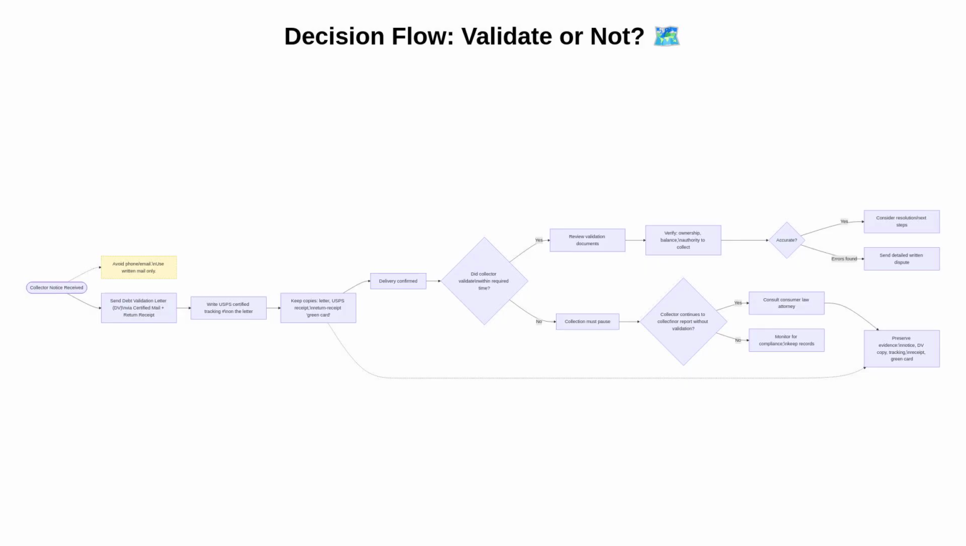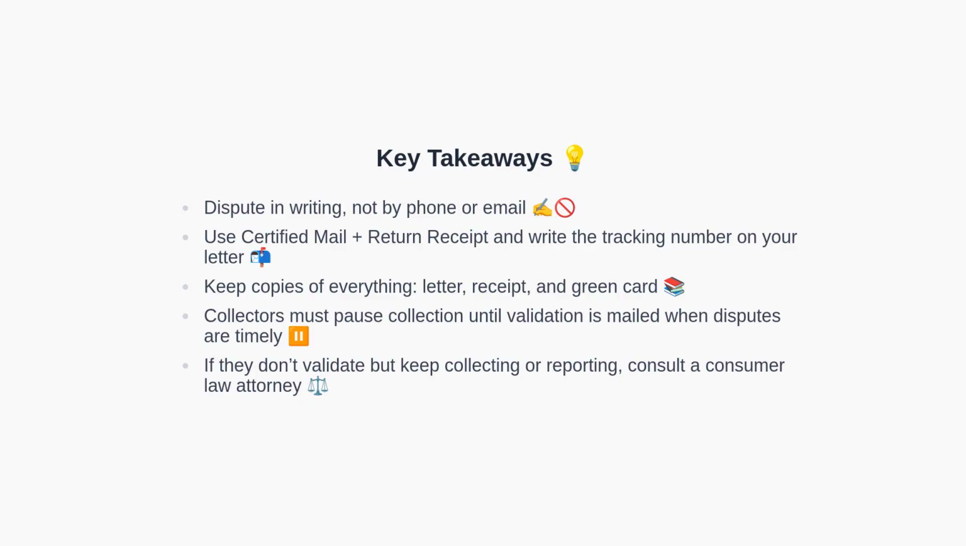If they continue to collect or report without validating, the diagram points you to consult a consumer law attorney and preserve all evidence. Additional reminders include keeping copies of your letter, the mailing receipt, and the green card, while avoiding phone and email communications to protect your paper trail. Let's consolidate key points. These are the essentials.